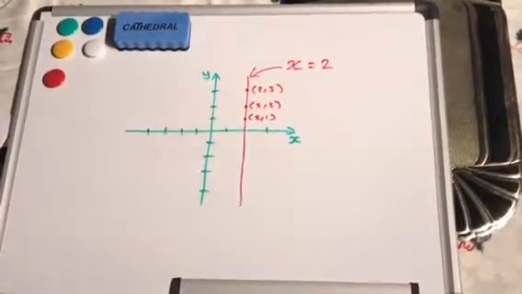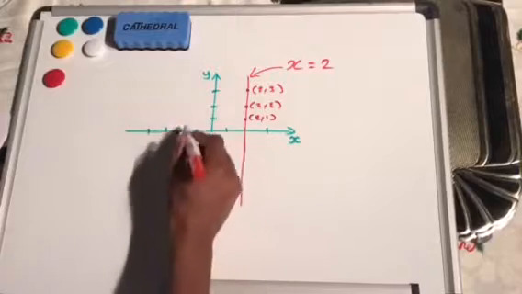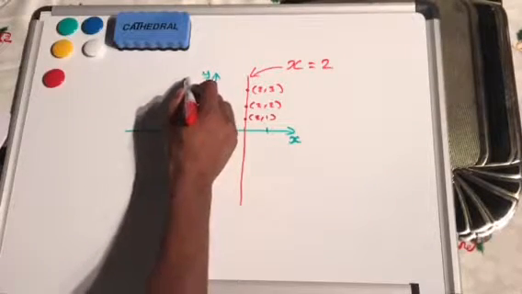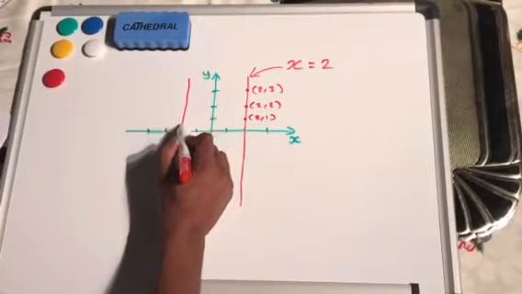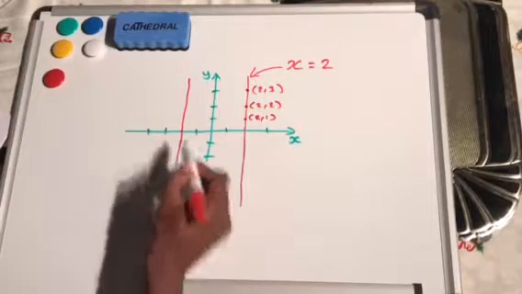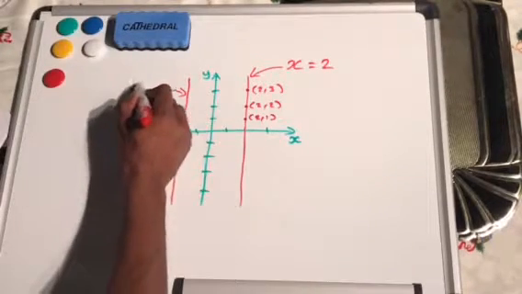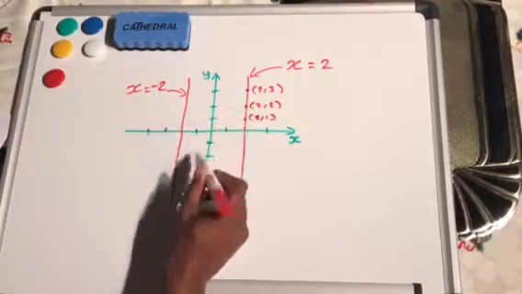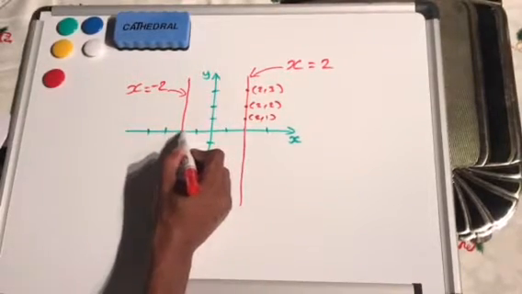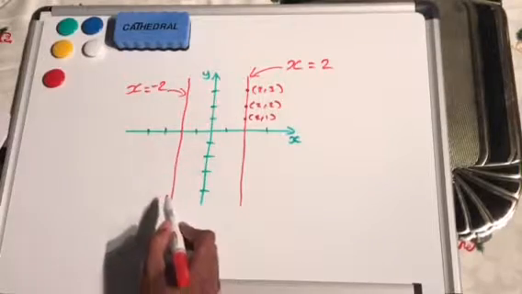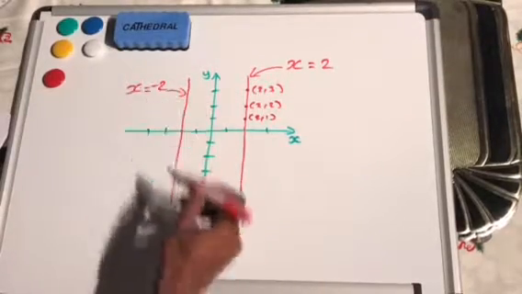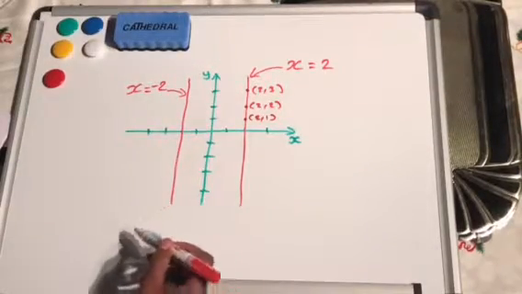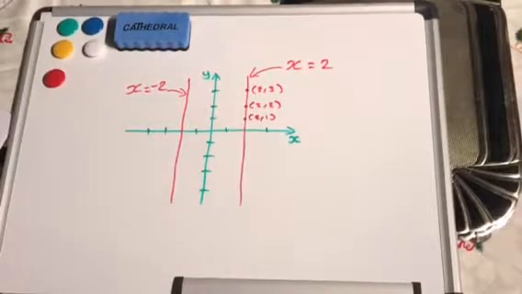And that's what a vertical line looks like. So this vertical line down here would be called x equals -2, because no matter where you are on the line, you are at -2 on the x-axis. The y varies, but the x stays the same. That is how you do the vertical lines.